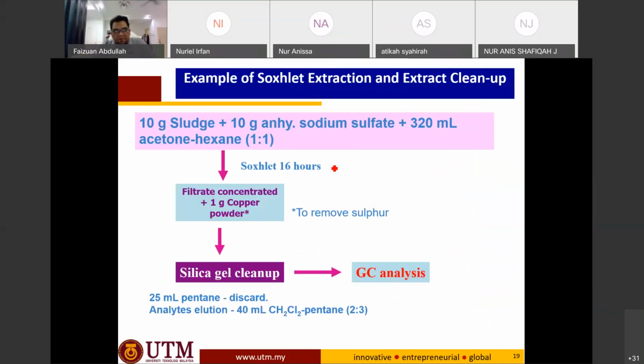Right, for example, we have 10 grams of flash plus 10 grams of anhydrous sodium sulfate plus 320 ml of acetohexane, 1-to-1 ratio. We extract for 16 hours, right, to filter it, and then we have a silica gel cleanup and we prepare a sample for the GC analysis.